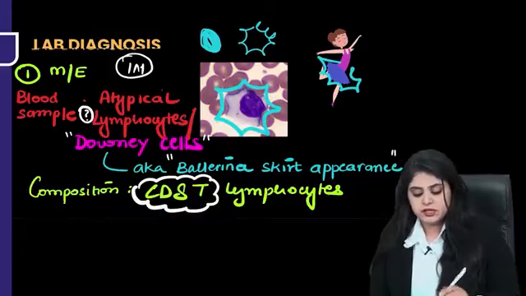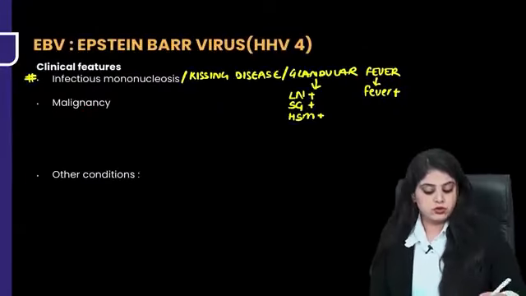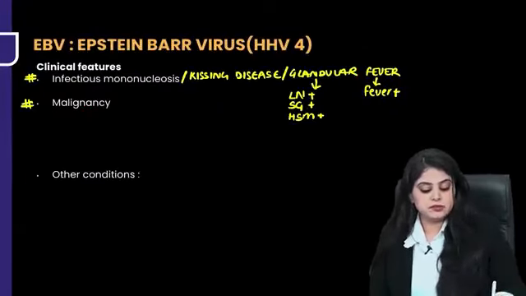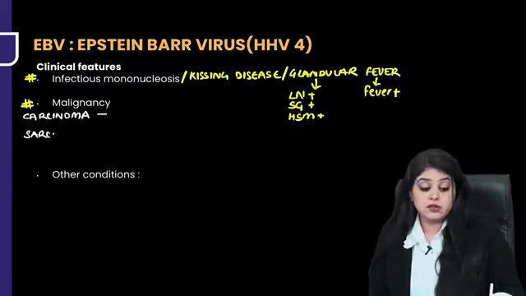What else does it cause? We've only spoken about infectious mononucleosis. Other than that, it also causes malignancies. Under malignancies, it can cause every kind of malignancy that you've heard of. It can cause a carcinoma. It can also cause a sarcoma, which many people are not aware about. And it can further cause lymphomas also.